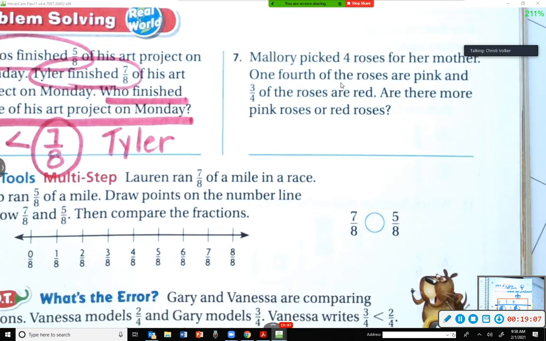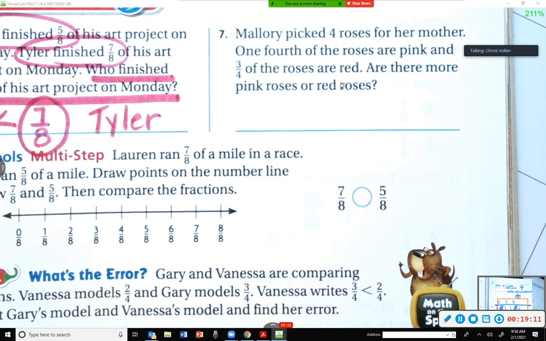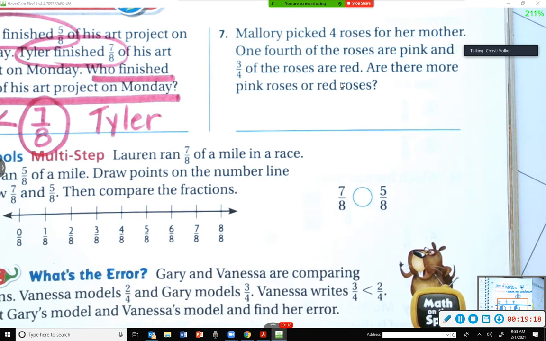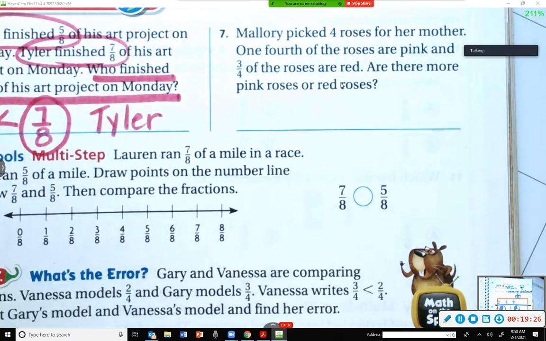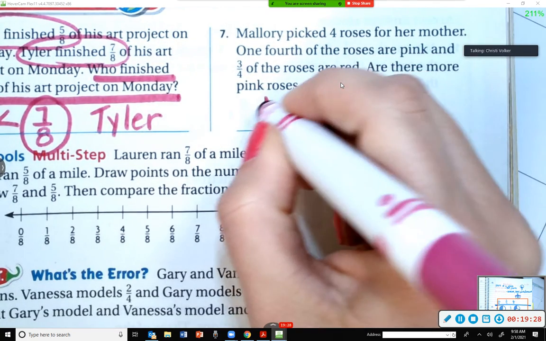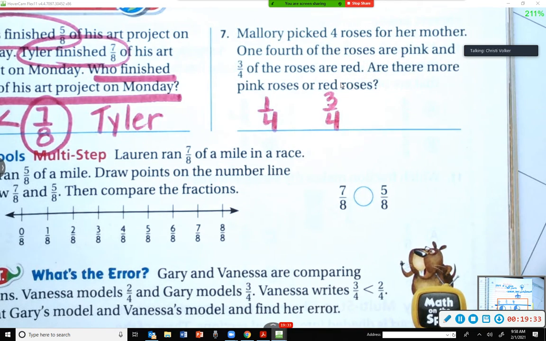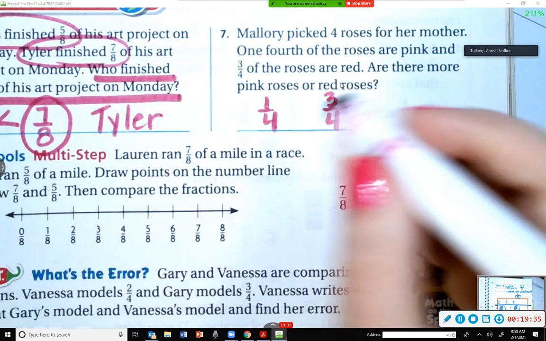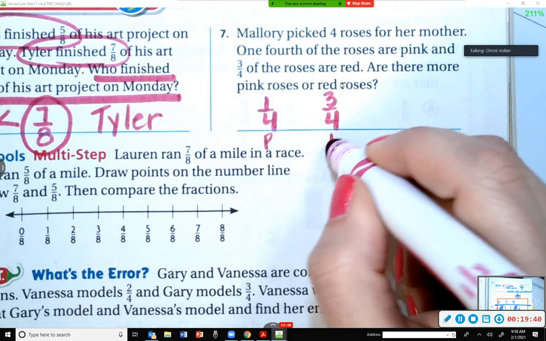Okay, number 7. Mallory picked 4 roses for her mother. 1/4 of the roses are pink, and 3/4 of the roses are red. Are there more pink roses or red roses? Okay, so 1/4 we're comparing with 3/4. 1/4 represents the number of pink. 3/4 represents the number of red.